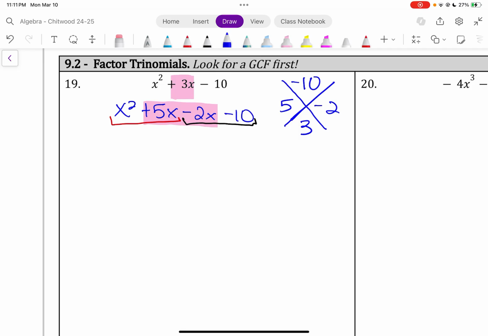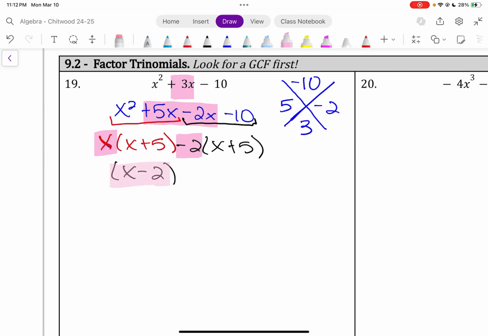The GCF of the first one is going to be x, and then on the inside, I will have x plus 5, and then the second one will be -2, and on the inside, I will have x plus 5. I'm going to write my GCF first, which is x minus 2. Then I'm going to write my remainder second, which is x plus 5. And I get x minus 2 times x plus 5, which, as you can see, is the exact same as the factors that we got.